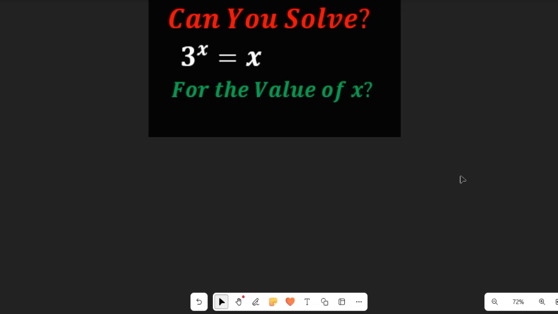Hello, you see this question? Many will not know how to go about solving this question. Look at the expression, they don't have a common base. So how can we find the value of x?